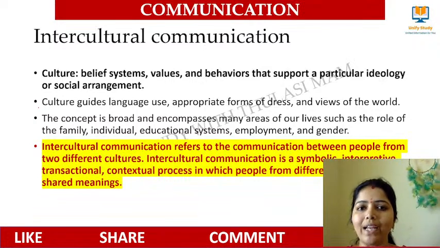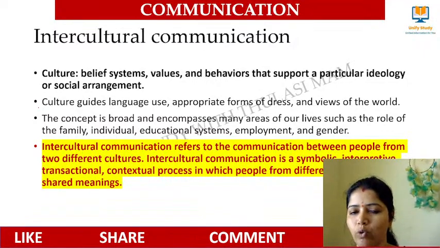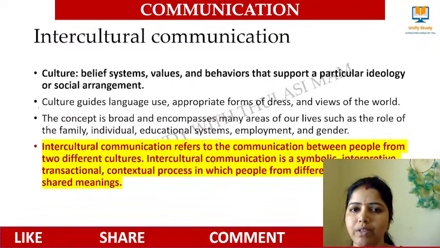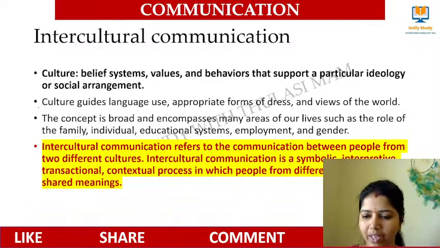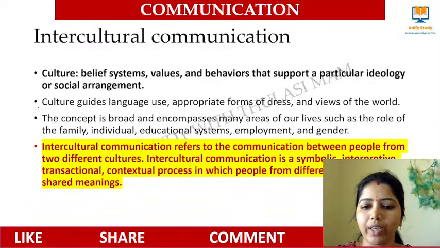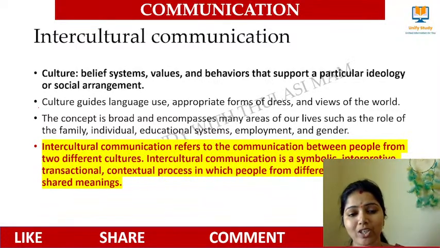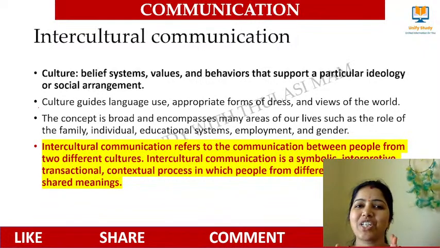So when it comes to intercultural communication, it means what? I belong to a different culture. I have told you many times in the classroom when I was taking questions on intercultural communication. I am here with one culture, right? There is another person who is different from my culture. So whenever we interact, whenever we communicate, what will happen? It's a symbolic, interpretative, transactional, contextual process in which people from different cultures create shared meanings.